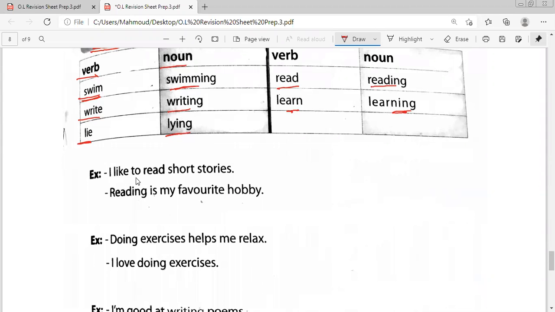Like when you say, I like to read short stories. I like to read short stories. Here, read is a verb. If you want to make it a noun, if you want to form it by saying reading, this is called a gerund. Okay, a gerund. And here, the gerund, you can use it in order to make it as a noun. This is the subject of the sentence. Reading is my favorite hobby.